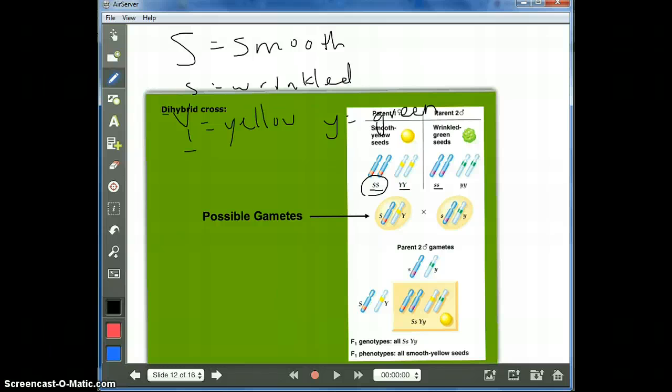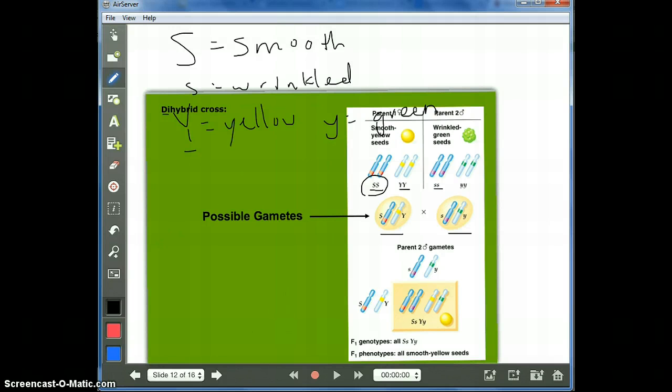But in our instance, let's be very simplistic: we're both going to be homozygous dominant. I want to find the possible gamete combinations for that, and I've shown them here. Over on the other side, the only way I can be wrinkled is with two little s's, and the only way I can be green is with two little y's. I can only show that combination.